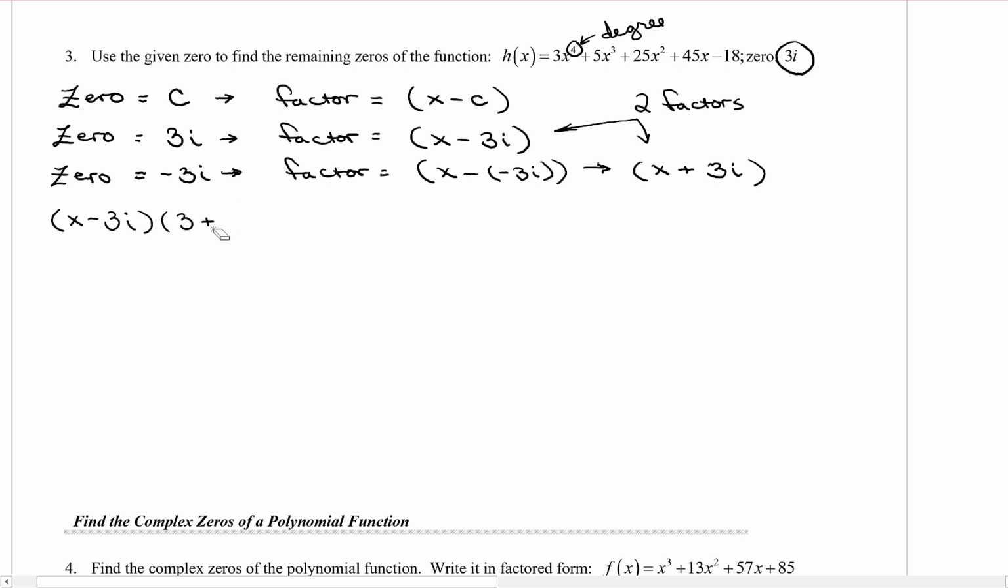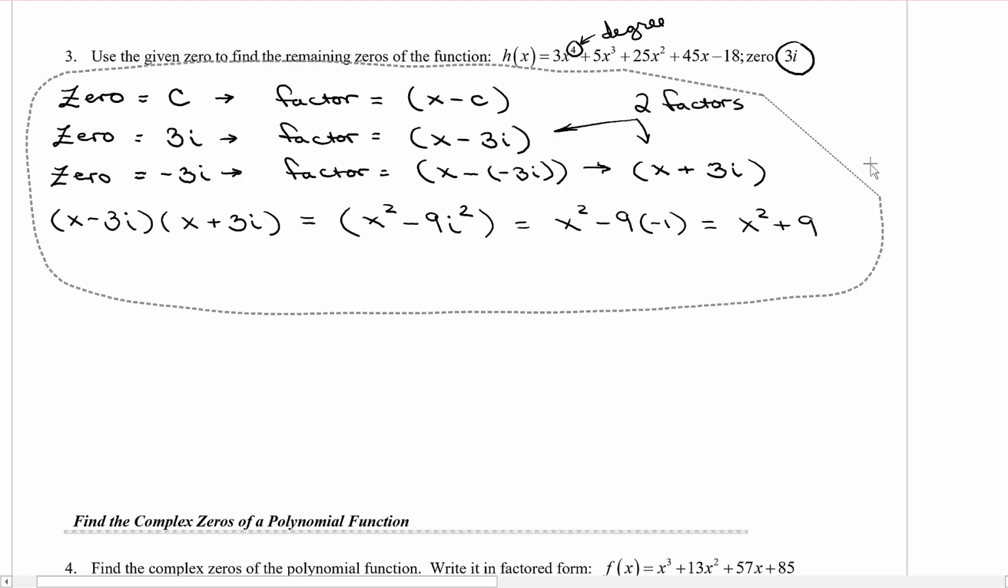I'm going to go ahead and take the 2 factors that I do know of, and I'm going to multiply those together. When I multiply those 2 together, I end up with x squared minus 9i squared. But i squared by definition is just equal to -1, so I'm going to replace i squared with a -1, so it's -9 times a -1, which is x squared plus 9. That's the factor that I'm going to divide my polynomial by.